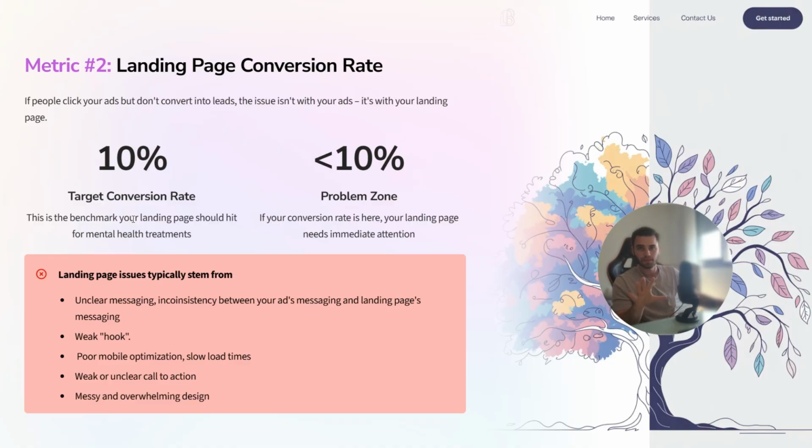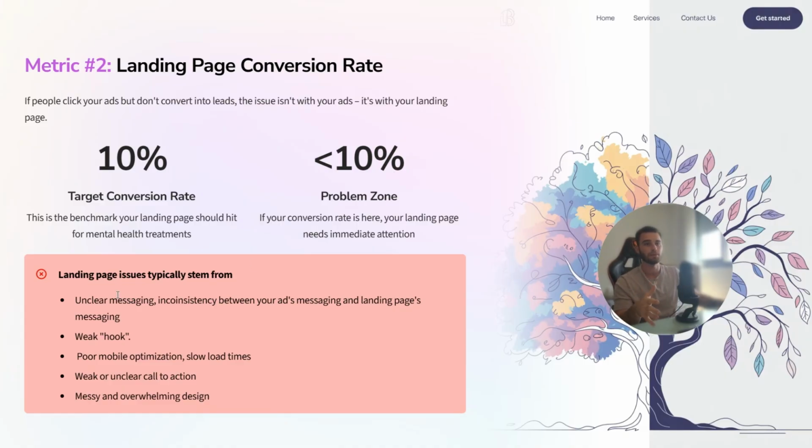A pro tip to note here is that there's always congruency between the ad and the landing page. If there's no consistency between these two, then your conversion is not gonna be good. Okay, now I want to make it simple for you. So here's a benchmark for you to understand whether your landing page is performing or not. You want to have a 10% conversion rate at least.